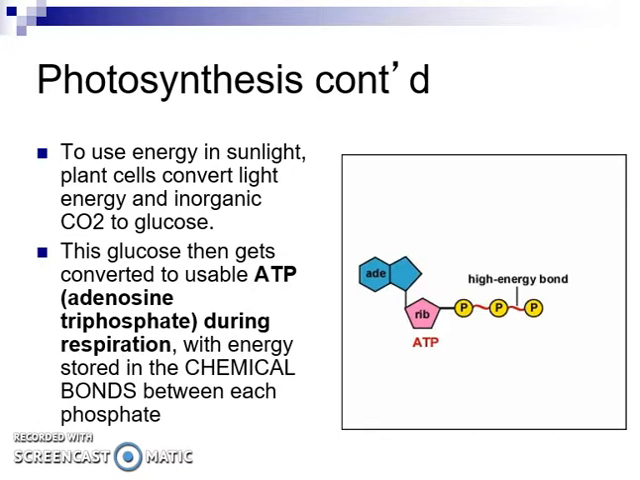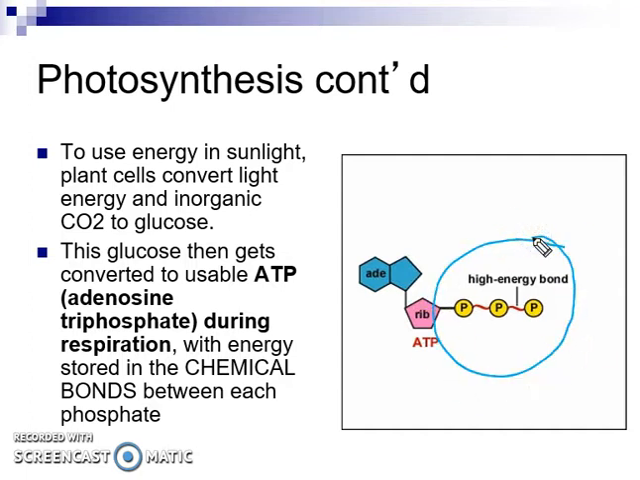So in photosynthesis, in order to use energy in sunlight, plant cells convert light energy and inorganic carbon dioxide to glucose. Now that glucose is actually going to be the usable product of the process of photosynthesis, and then we're going to break it down even further. That glucose is going to get converted into usable ATP, adenosine triphosphate, during cellular respiration, with energy stored in the chemical bonds between each of the phosphates.